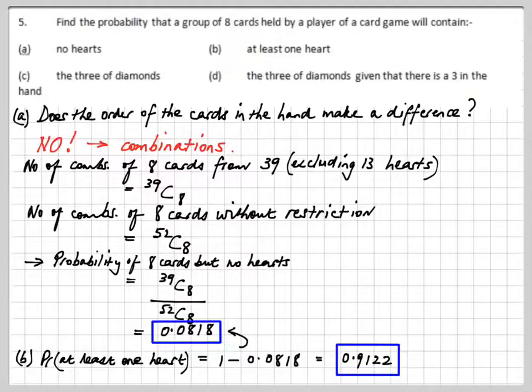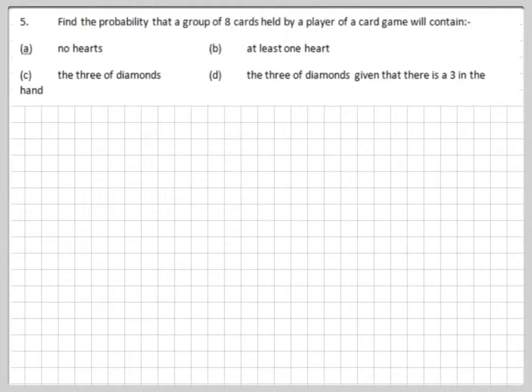Good, we've done A and B. Now, C's over the page, I think. Yeah, hello, Mr. C. The 3 of diamonds. Heavens. Well, the probability that we've got the 3 of diamonds in our hand will contain the 3 of diamonds. Yeah, okay.